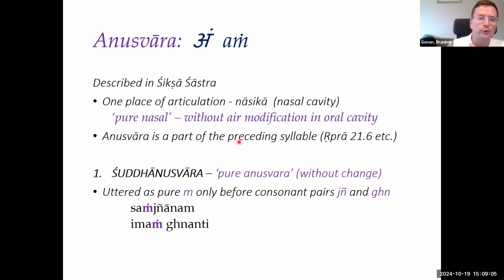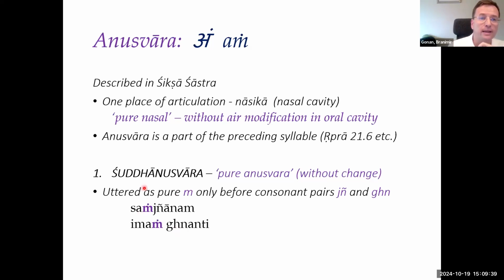But out of all anusvaras found in our text, there is only one pure anusvara, meaning without the change in the nasal cavity. It occurs when we have anusvara before the consonant pairs jn and gn, in words like sam jnanam or imam ghanti. Only in these cases is the anusvara called Shuddhanusvara, meaning the pure. Shuddha means pure, so without any change, right?